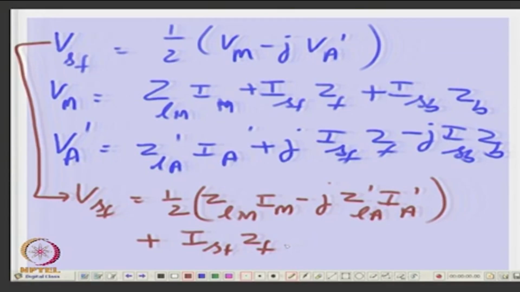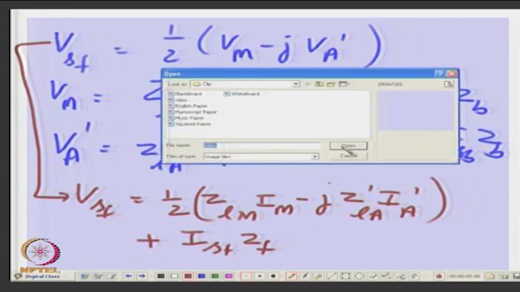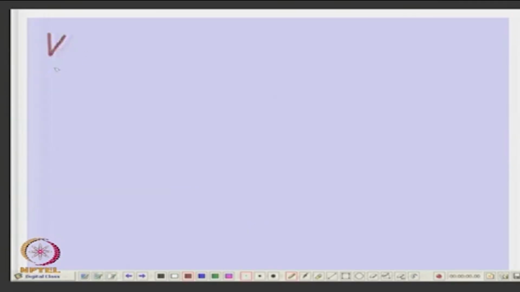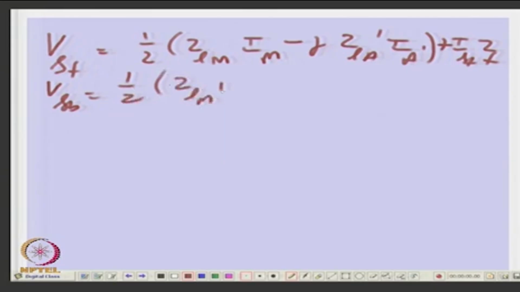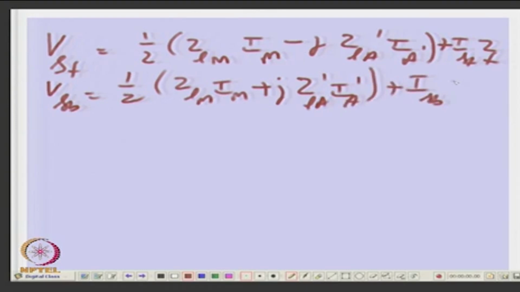Okay. So, if you try to simplify further, V_sf will be half of Z_lm I_m minus j times Z_la dash I_a dash plus I_sf Z_f, then V_sb will be half of Z_lm I_m plus j Z_la dash I_a dash plus I_sb Z_b.